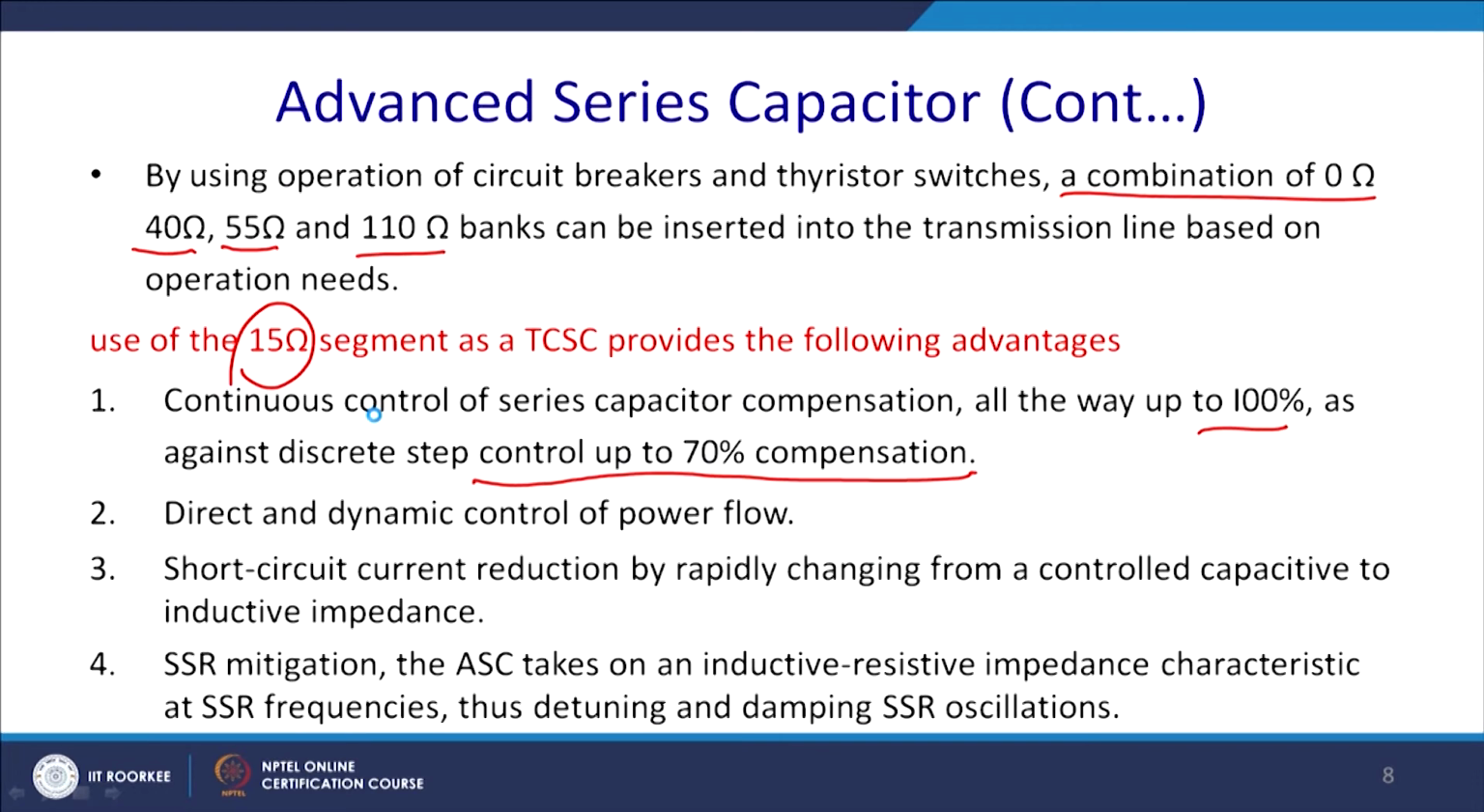And SSR mitigation, that is subsynchronous resonance or subsynchronous oscillations. The TCSC takes an inductive resistive impedance characteristic at SSR frequencies and thus actually detunes and damps subsynchronous oscillation, that is basically a great cause of concern in any power system network.